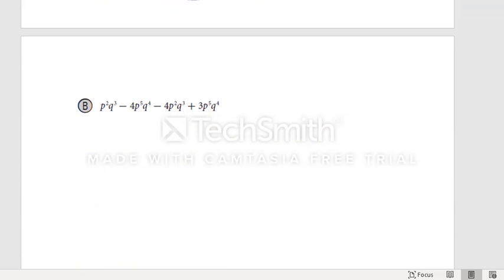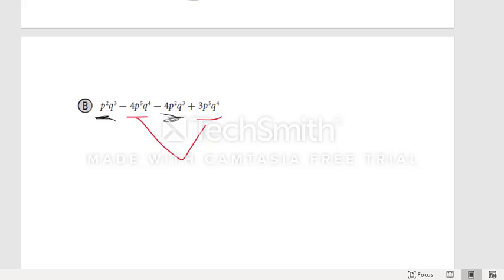And one more example. This one's a little more complex, but if we look at it, we have p squared q cubed, and we look for any others that are p squared q cubed. They have to have the same variables to the same exponent. So those two will go together. We also have a p to the fifth q to the fourth and a p to the fifth q to the fourth. So those two things will go together. Combine them.